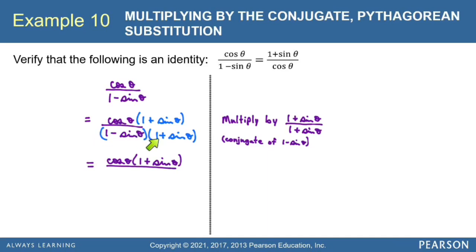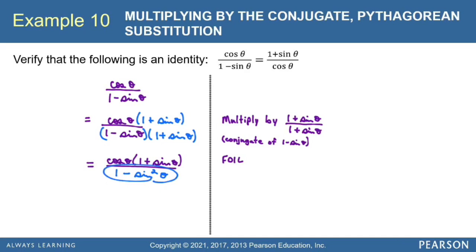So first times first would be 1. And then when you look at outer plus inner, you can see that would add up to 0 because it would be sine theta minus sine theta. And by the way, you can always count on the outer plus inner adding up to 0 whenever you multiply conjugates together. Then last times last would be minus sine squared theta. Over here on the right, I'm going to say that I used the FOIL method. And then in the denominator, I see that I have 1 minus sine squared theta, and that is part of a Pythagorean identity. We know that 1 minus sine squared theta is equivalent to cosine squared theta.